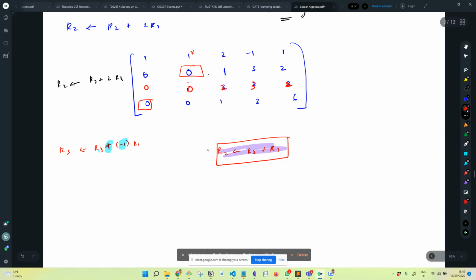Now you see the next entry is already 0, so we are also done here. Then we are also done here, right? Now we'll move ahead to the third entry of the third column. I hope it is clear to all of you why I should not do R2 equals R2 plus R1. Right? Now I think it is clear. So now let's move to the third entry of the third column.